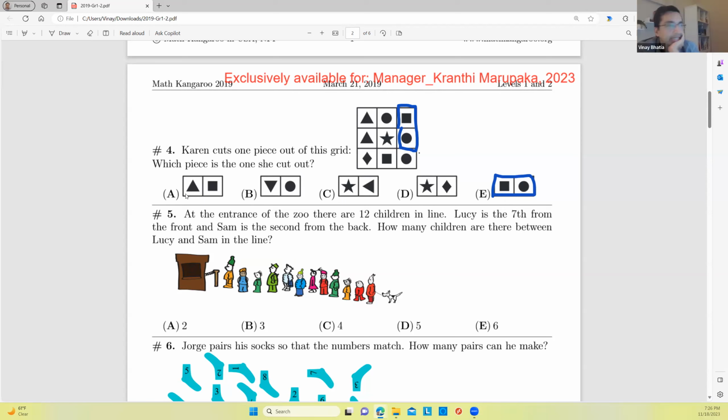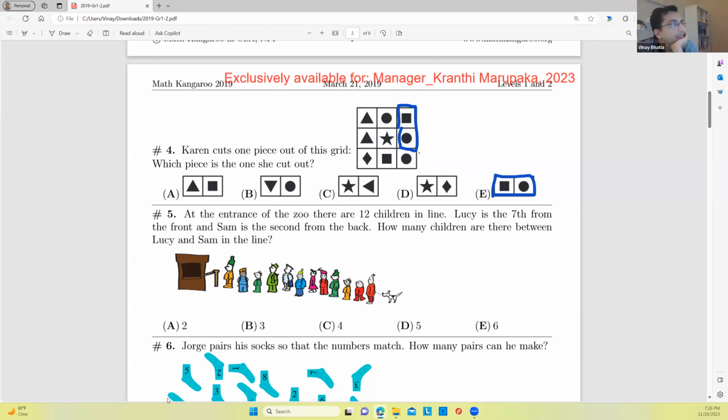Who's explaining why A and B and C and D are not the right answers? Can someone explain? Neil, ask one of them. Why don't you give them a chance? Okay, you want to explain? So E is the only one that is in the figure. The other ones are not in the figure.